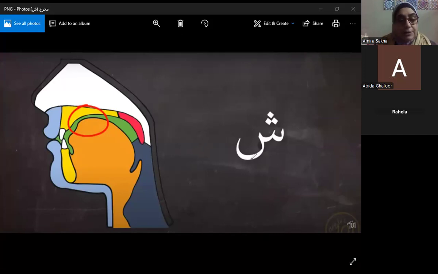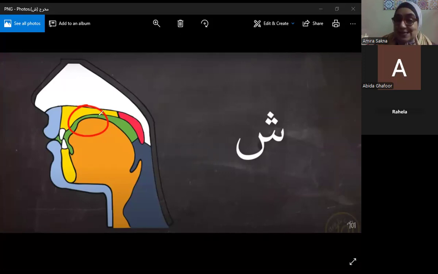Sheen, ash, from the same area. The middle part of the tongue will be raised toward the hard palate. Until now, it is the same. But there is a distance in between, my dear sister. There is no full contact.